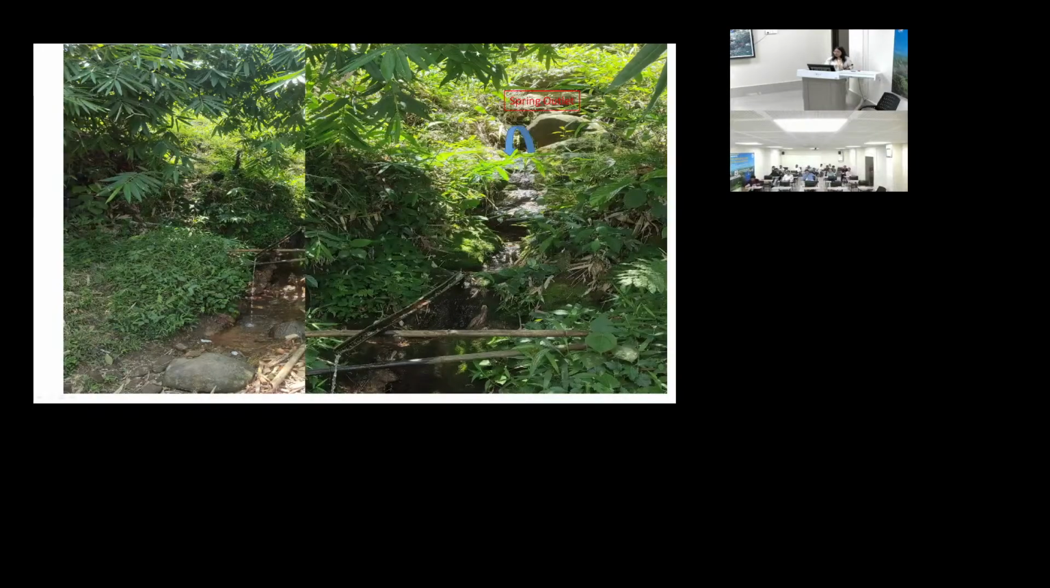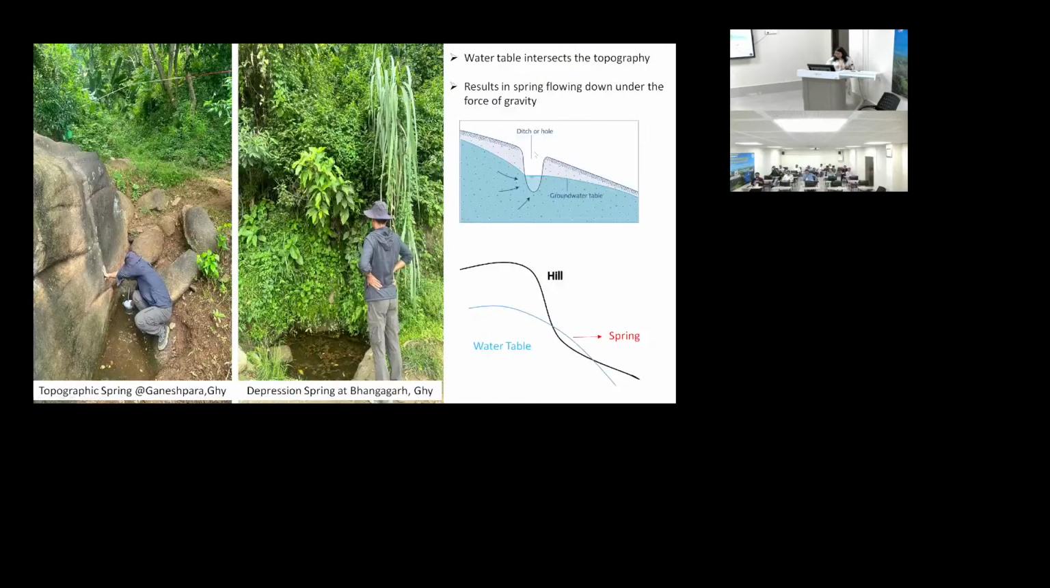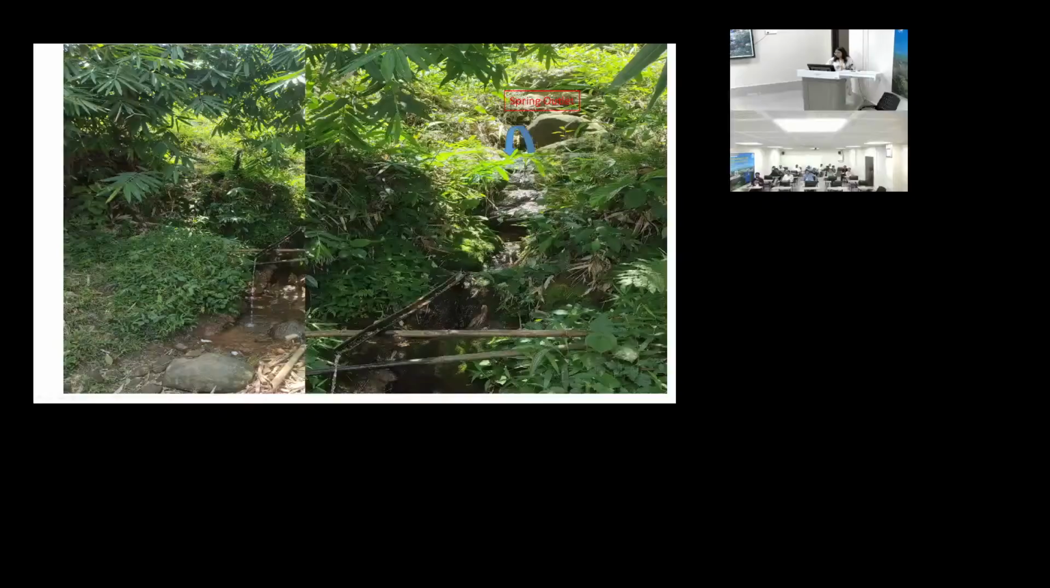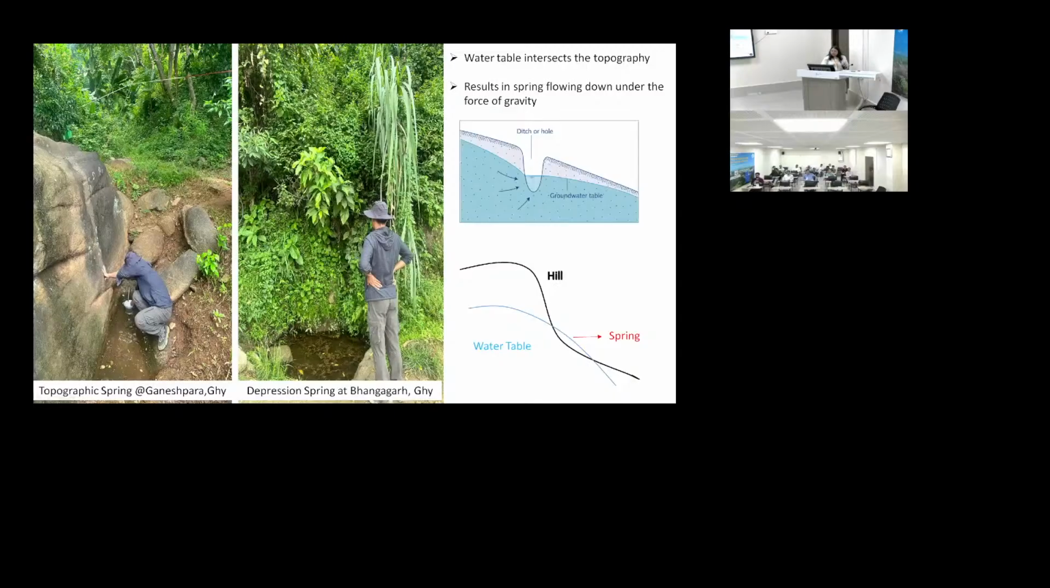So, like in this slope break, it is intersecting with the water level, and at this point water is emerging on the surface. Another is the ditch and this hole. So, this is an example in Bhangagar, Guwahati. Slope is towards this side. This is the slope, and at the foothill of this slope we are getting a spring here.